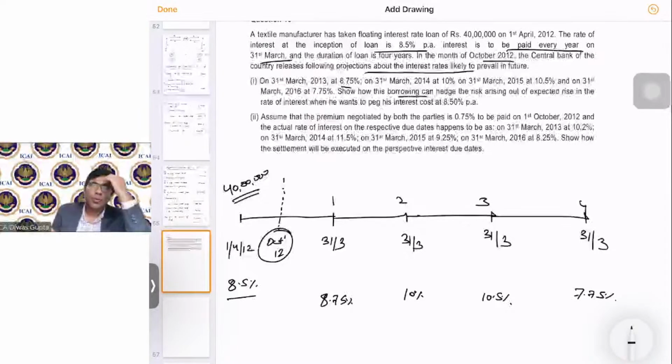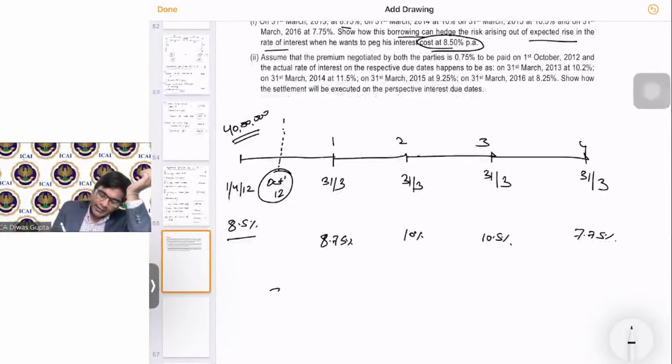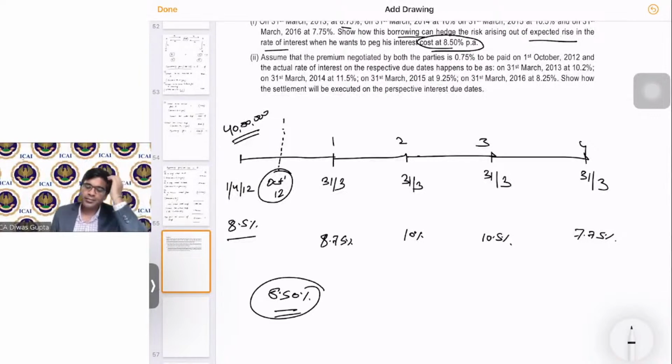Show how borrowing can hedge the risk arising out of the expected rise in the rate of interests when he wants to peg his interest cost at 8.5% per annum. Students, the question is itself saying that maximum they should pay is 8.5% per annum, and how it can hedge because the interest rates keep on increasing. Only last year it is decreasing, right?